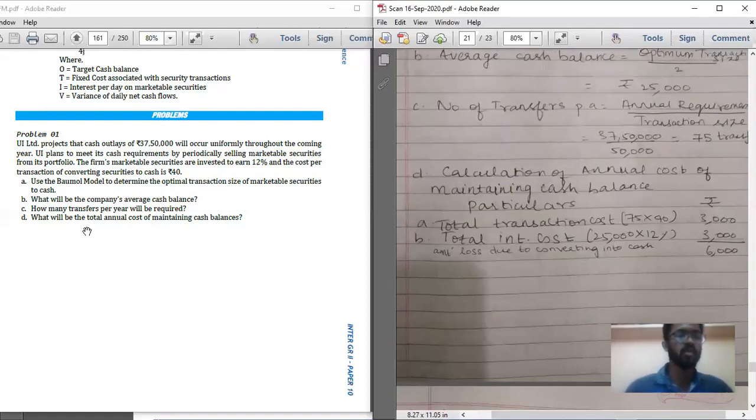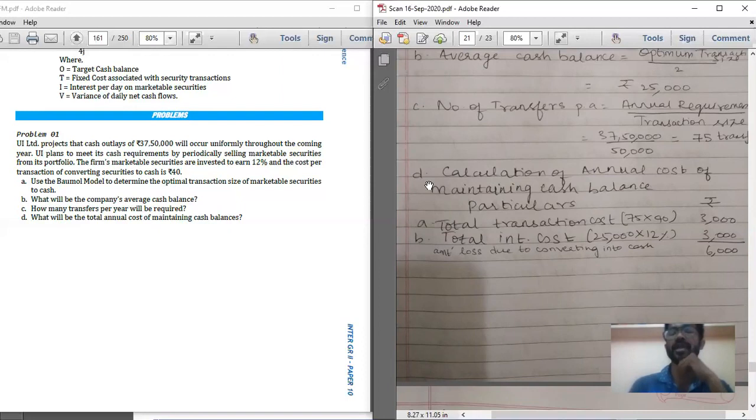And the last one is, what will be the total annual cost of maintaining the cash balance? So the total cost incurred for maintaining this cash balance is, you should do 75 transactions. For the 75 transactions, each transaction takes 40 rupees. So 75 into 40 is one cost. And one more thing is the total interest cost. You should maintain 25,000 as average cash balance. So on that at 12%, that is the cost incurred. Interest cost is nothing but the cost you forgo on 25,000. So these two are the costs incurred for maintaining the cash balance.